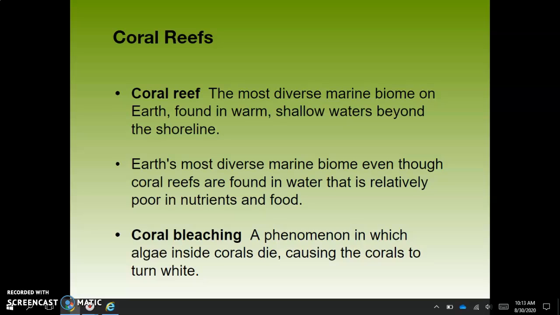just become very diverse. Coral bleaching is something that's happening, and that's a phenomenon in which algae inside the corals die, causing the corals to turn white, and they basically just die, because corals are living organisms. Coral bleaching is basically the death of a coral.